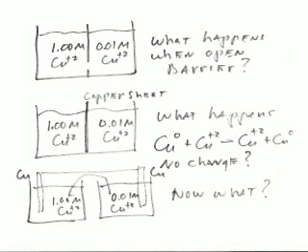Suppose we had two beakers, side by side, separated by a barrier. In one we had a solution of 1 molar copper plus 2 ions, and in the other one we had a solution of 0.01 molar copper plus 2 ions. What would happen when we made an opening in the barrier? Well, what would happen, of course, is the two solutions would mix together, and eventually we'd end up with one uniform solution.